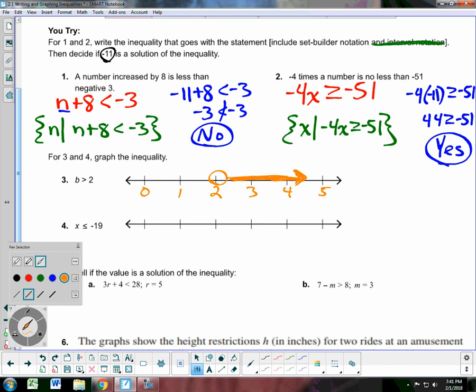All right, next one, negative 19 is a focus point. Be careful when you're labeling in the negatives. A bigger number actually means a smaller value when you're talking about negatives. So x is less than or equal to negative 19. That means we put a closed circle at negative 19 because we're including negative 19 as one of our answers, and then shading to the left because we're going less than.